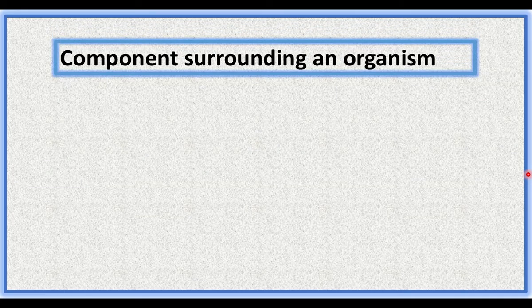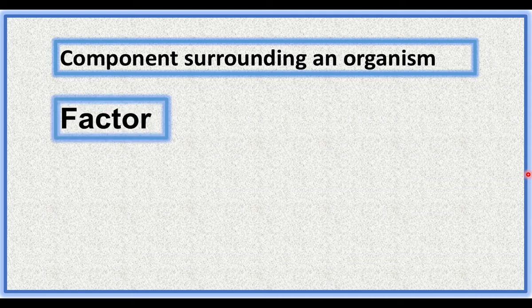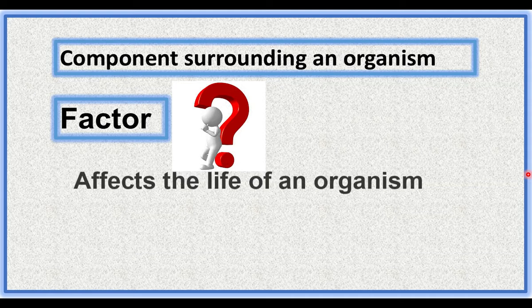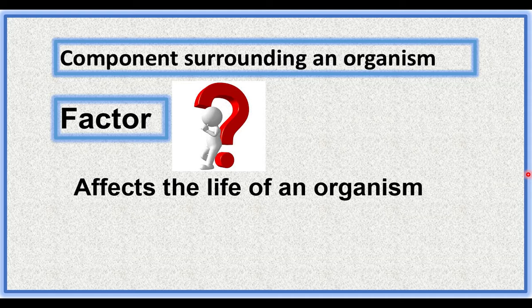Components surrounding an organism are called factors because the components around an organism influence the life of an organism. The components surrounding an organism are called factors because they affect the life of an organism.